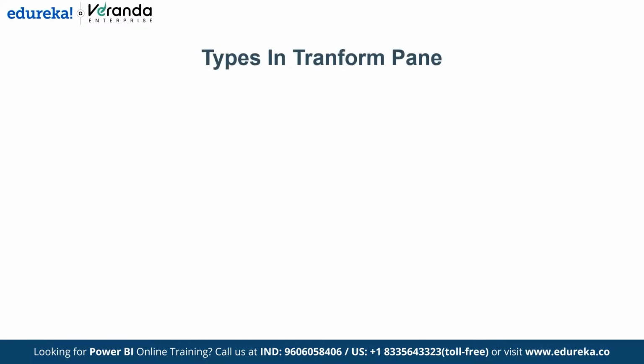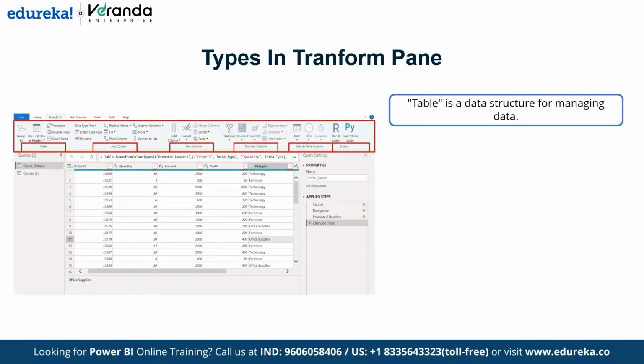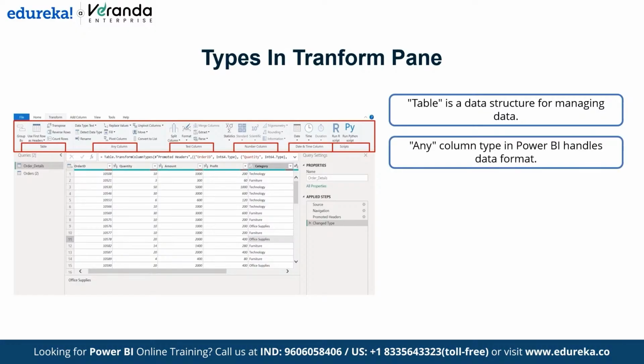Now let's see the types in the transform pane, which comes under the Power Query Editor. The first is the table. It is a data structure with rows and columns for storing and managing data. You can filter and sort tables to prepare data for analysis. Next comes any column, which is a column type in the transform pane that allows for data of any type, providing flexibility for mixed data formats.